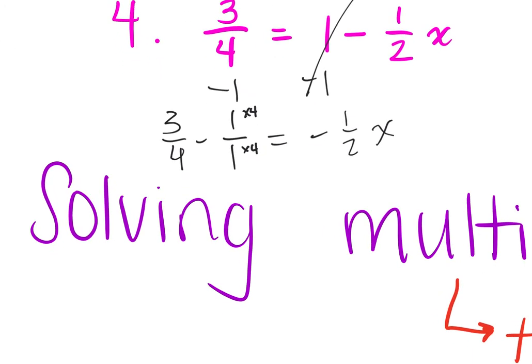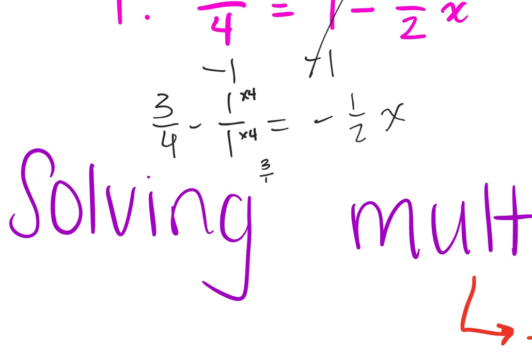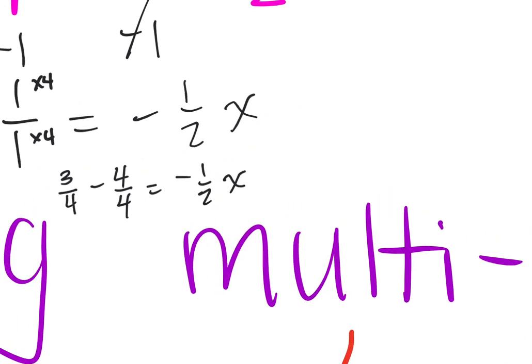So if we do that, we've got 3/4 minus 4/4 equals -1/2 x. Oh wait, never mind. Okay, so what's 3/4 minus 4/4? Brady? -1/4. There it is.